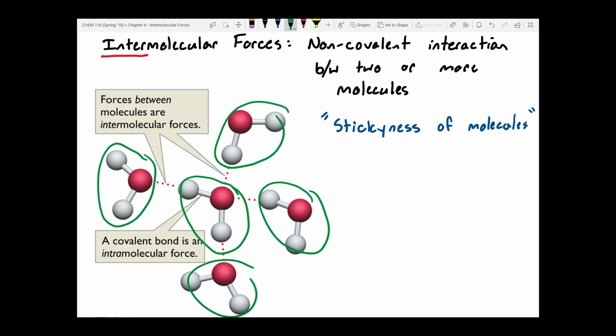Is anybody familiar with this intermolecular force? A hydrogen bond, which you may have heard of. And we'll talk about how to identify hydrogen bonds later, but hydrogen bonds are the stickiest intermolecular force. Does that make sense?